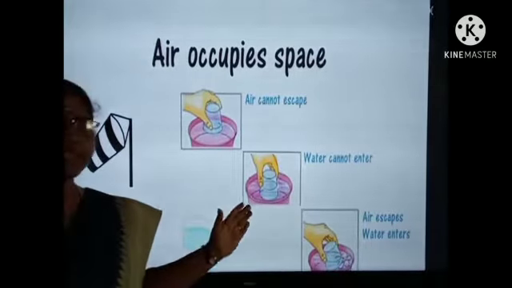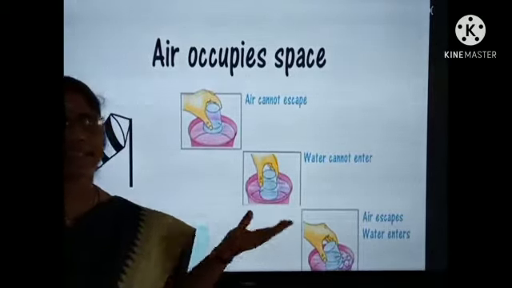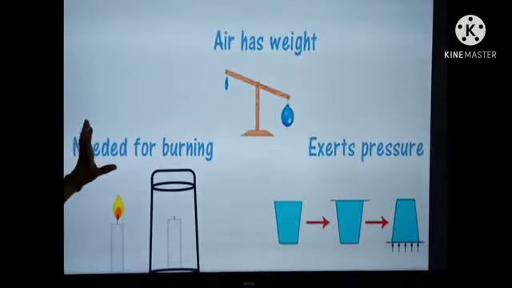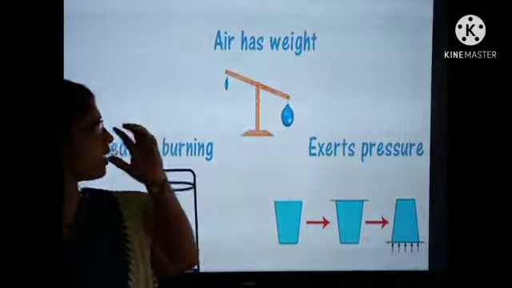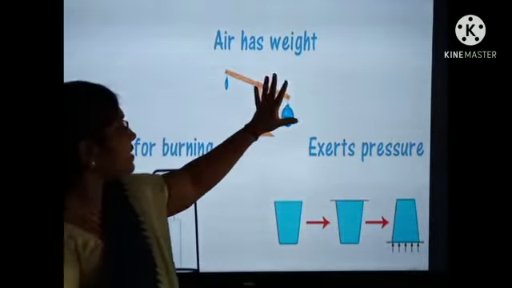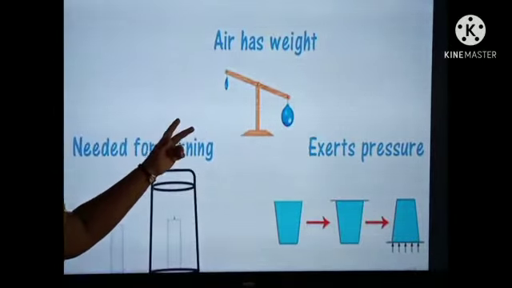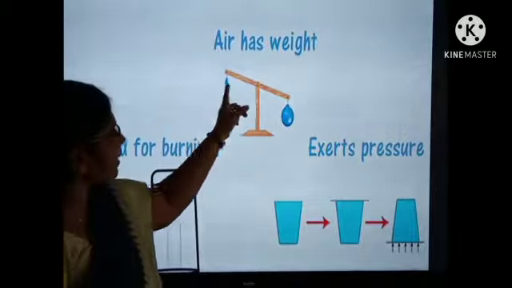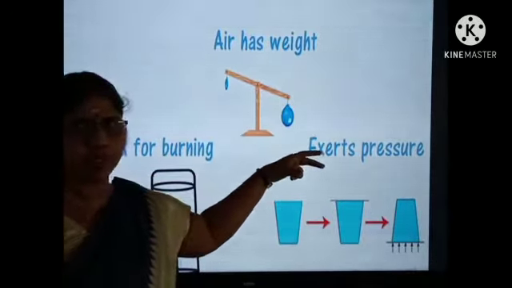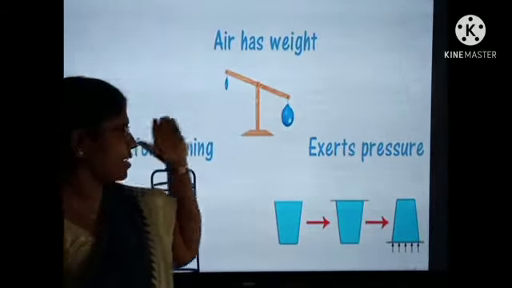This experiment indicates air occupies space and air is present everywhere. Next we will see that air has weight. You can take an air filled balloon and a punctured balloon. You can see the balance tilts downward towards the air filled balloon. So this example proves air has weight.